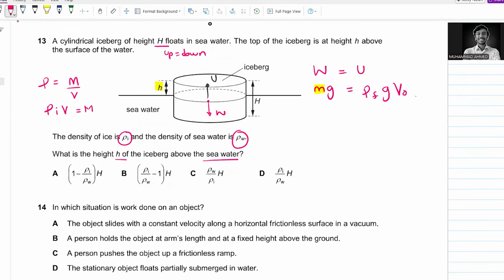Do you have the density of ice? Yes. How will you calculate the volume of the iceberg? The cross-sectional area of the iceberg, that is this thing, multiplied by the total height, that is capital H, multiplied by g, is equal to upthrust. What is the fluid that we are in?